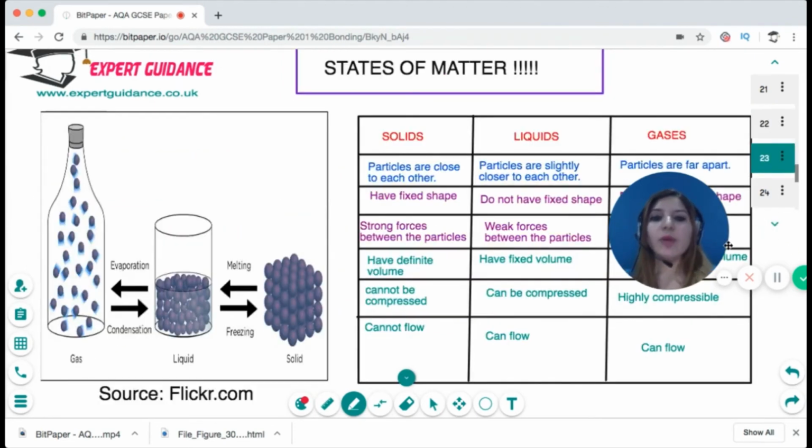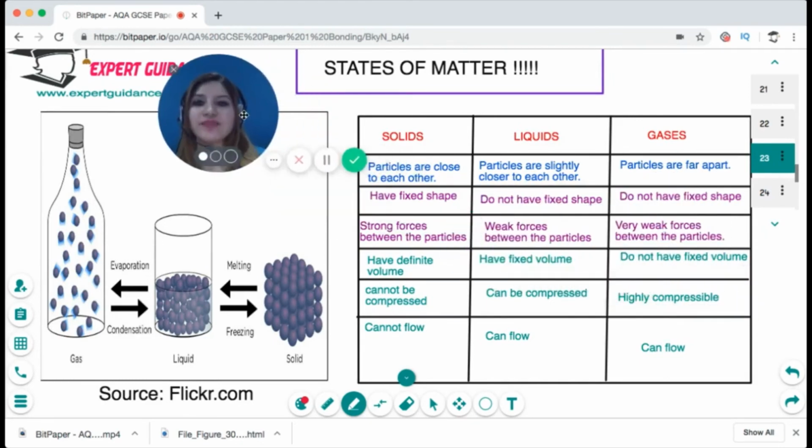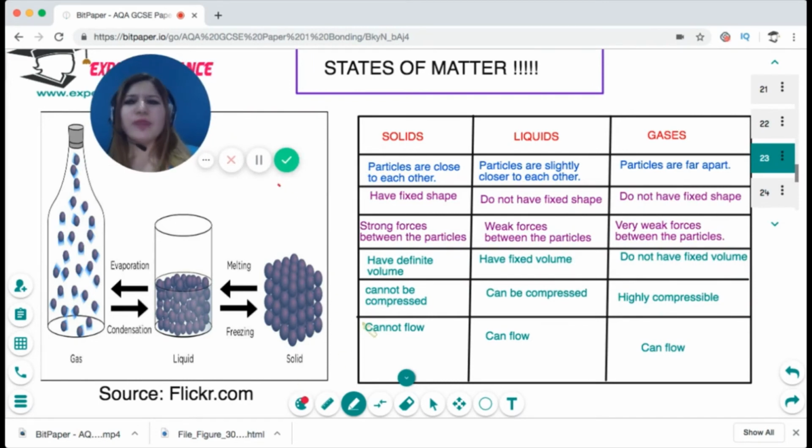Okay, so I hope all these types of bonding with their properties are clear to you. Now, there are 3 states of matter, which are there in your syllabus. I think you must have remembered them from your key stages. Particles in solids are closer together, have fixed shape, strong forces between the particles, definite volume, cannot be compressed and cannot flow. On the other hand, liquids are slightly farther apart, do not have a fixed shape, there are weak forces between the particles, have fixed volume, can be compressed and can flow. And gases, the particles are far apart, do not have a fixed shape, they have weak intermolecular forces, do not have fixed volume, are highly compressible, and can flow.